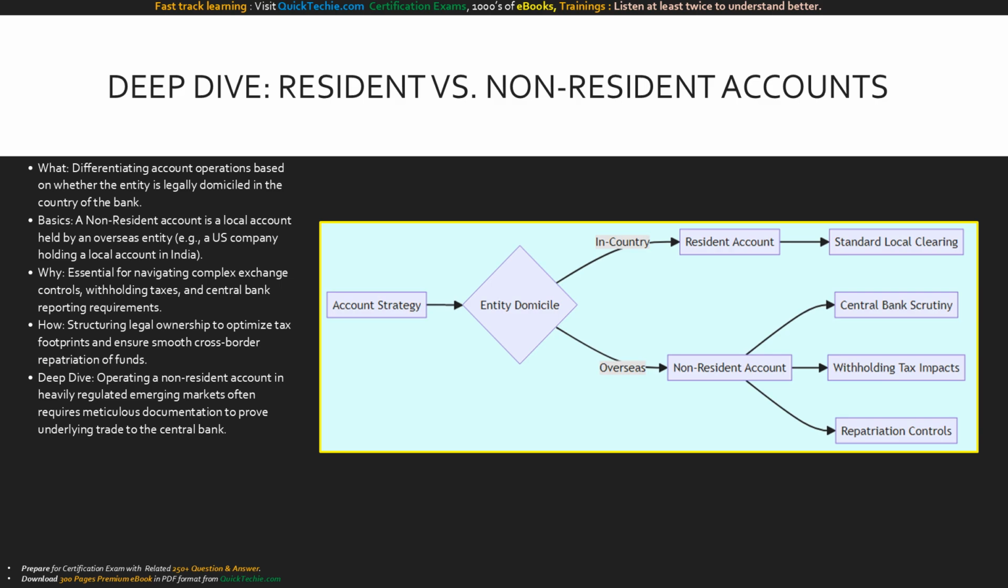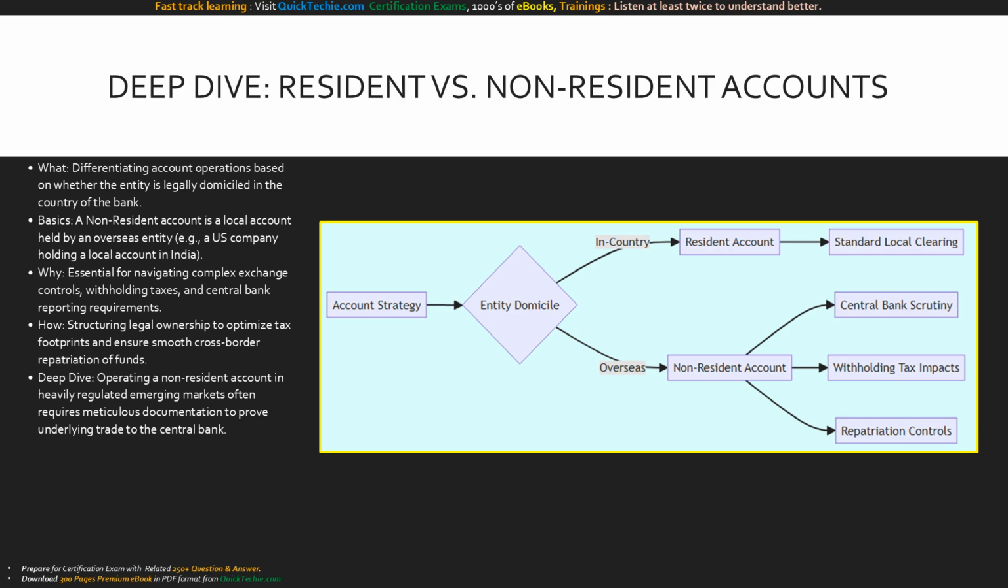Why does this matter? Because governments treat foreign money differently. You must navigate strict exchange controls, withholding taxes, and central bank reporting. How do you manage it? You structure the legal ownership of the account to optimize your tax footprint and ensure you can legally repatriate the funds back to your home country.